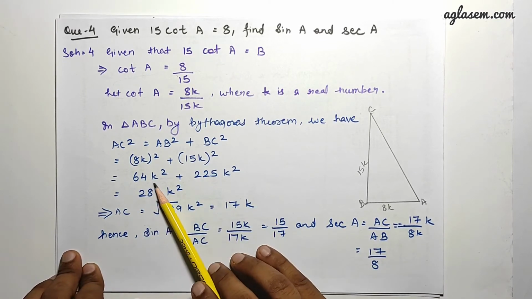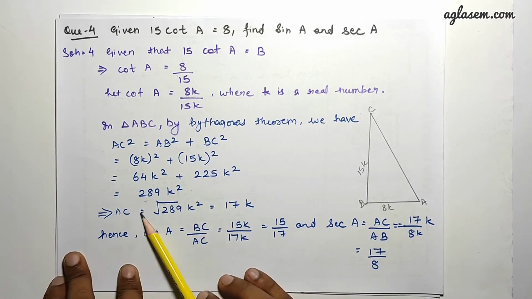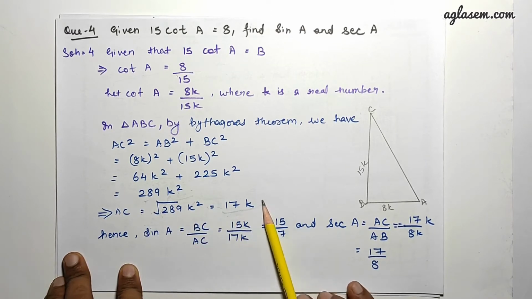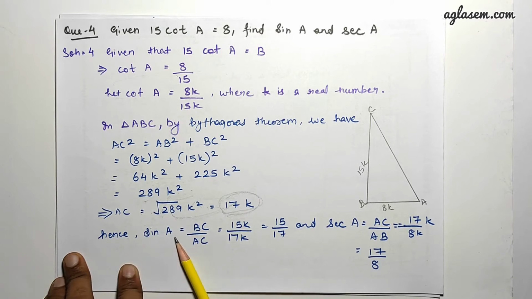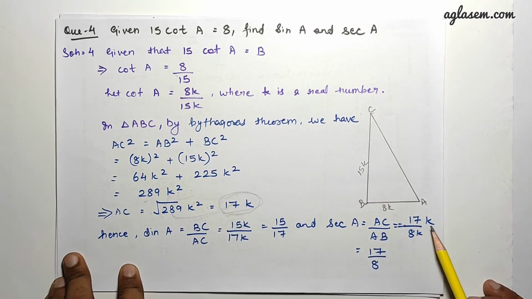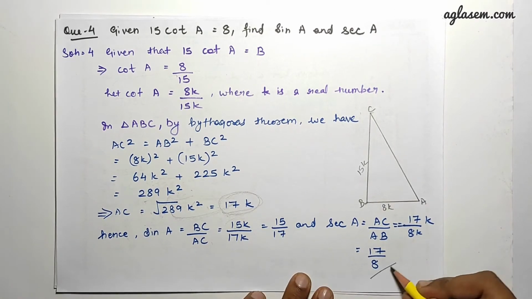So after solving this, 64 plus 225 is 289k square. So AC is root 289k square. After solving this we get 17k. Hence sin A is equal to BC upon AC, which is 15k upon 17k, which is 15 upon 17, and sec A is equal to AC upon AB, which is 17k upon 8k, which is 17 upon 8.